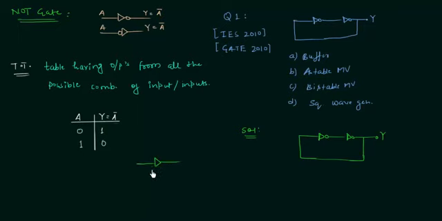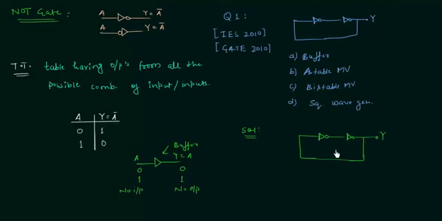If you compare the symbol of buffer with the NOT gate, you will find there is no bubble in buffer, because if the input is A, the output is also going to be A. If the input is 0, output will be 0. If the input is 1, output will be 1. And if there is no input, there is no output. So this is what we mean by buffer in digital electronics.